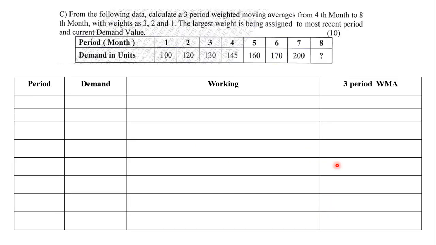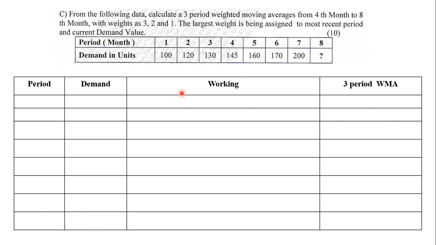The very first question that appeared was: from the following data, calculate a 3-period weighted moving average from the 4th month to the 8th month with weights 3, 2 and 1. The largest weight is assigned to the most recent period and current demand value. They are giving you months 1 to 8 and demand in units. We need 4 columns: period, demand, working, and 3-period weighted moving average.